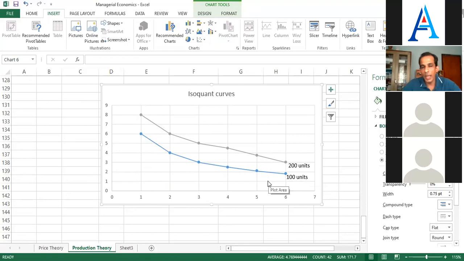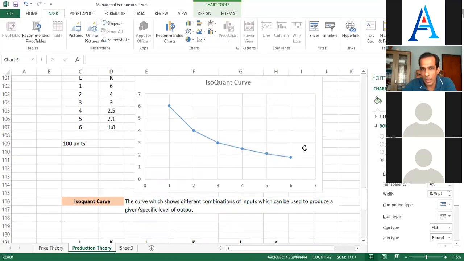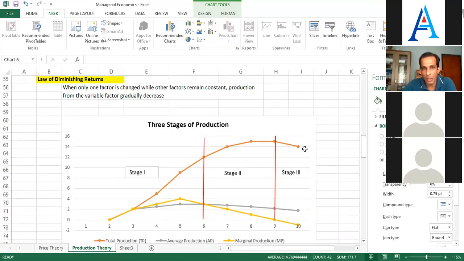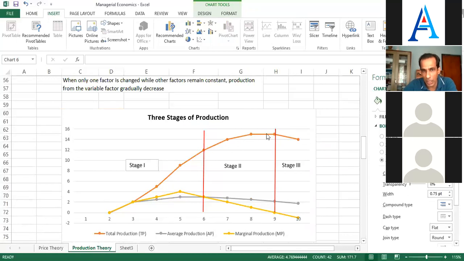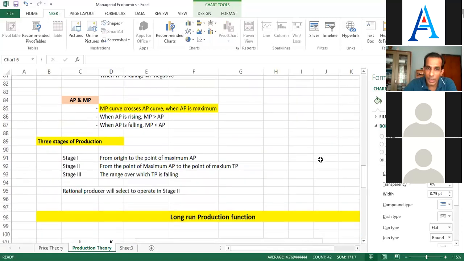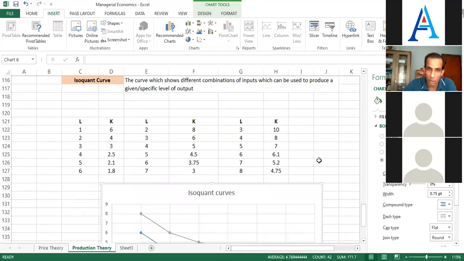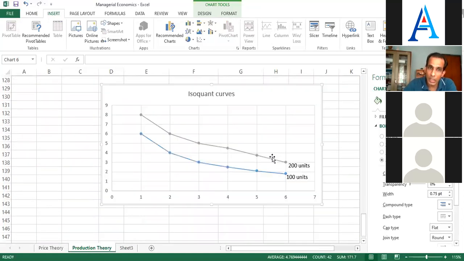In the short run we know the production will increase up to a certain level, then start to decrease. But here it increases continuously. As long as you increase inputs, the output will increase. So if you increase inputs further, it may be 300 units, 400 units, 500 units. So this can be increased continuously.